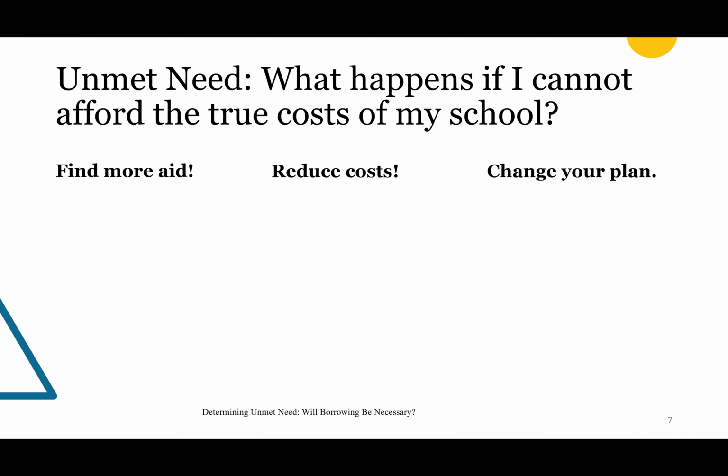Next, all right, so we determined the unmet need. What happens if the student cannot afford the true costs of their school? Find more aid. You can submit an appeal if you think that the amount you're getting from the institution wasn't as ideal, or you think that based on your circumstance, you should be getting a little bit more money. You have a chance to actually appeal, and you would do that process with your institution.